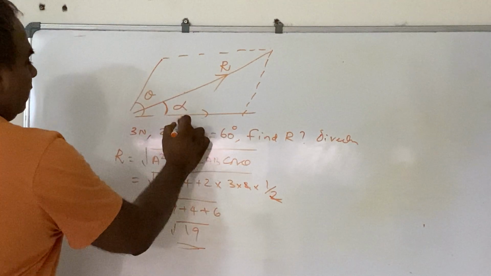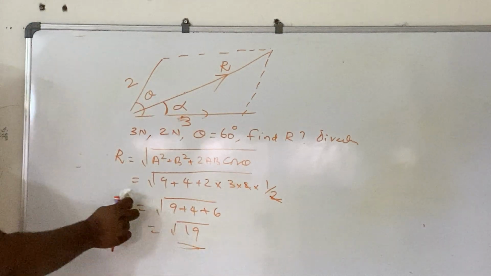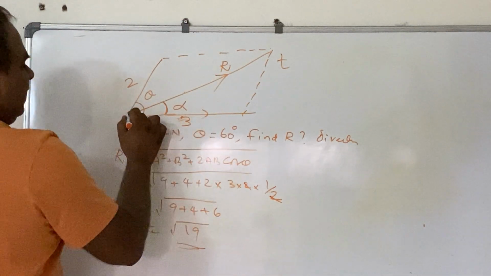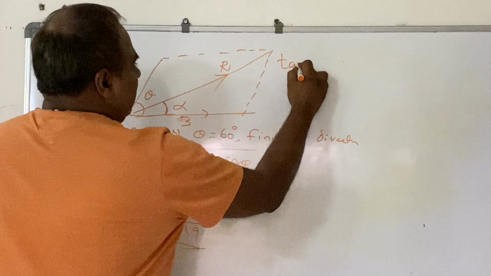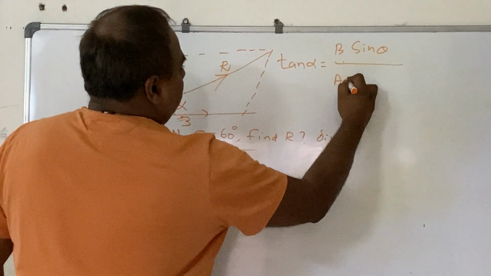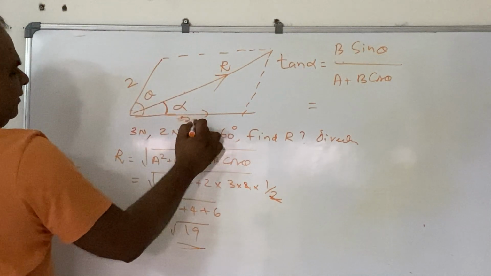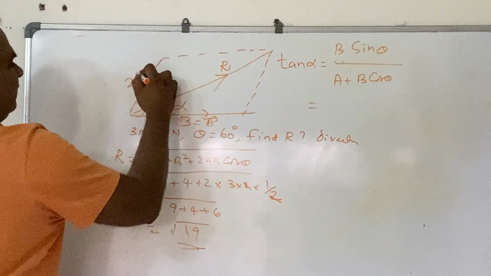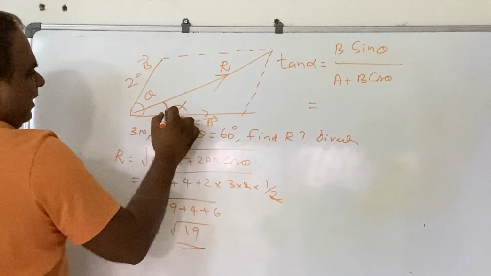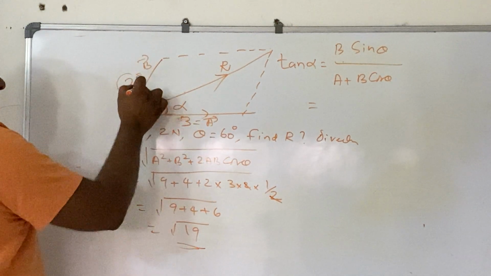If you want to get the direction, let's assume that vector A is 3 and this is 2. Then if you want to calculate tan alpha, this one we are taking as 3 and this one as 2. Then tan alpha formula is b sin theta divided by a plus b cos theta. This is b. This we will always take as a. This is vector b. When you take this angle as alpha, you need to understand this is theta.